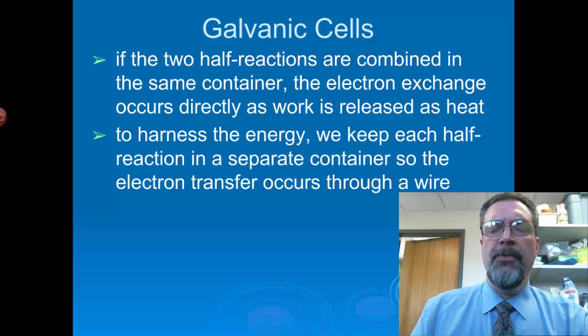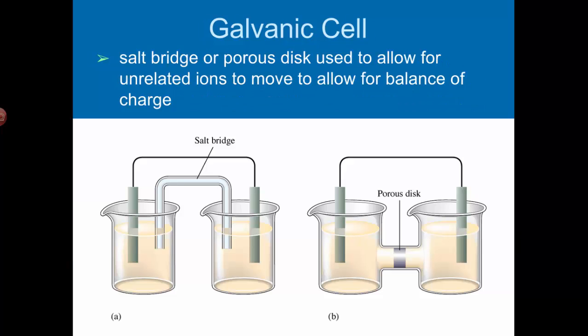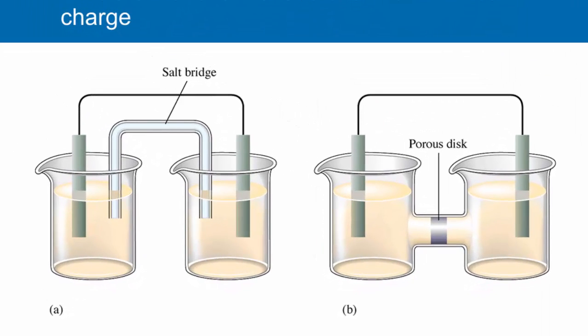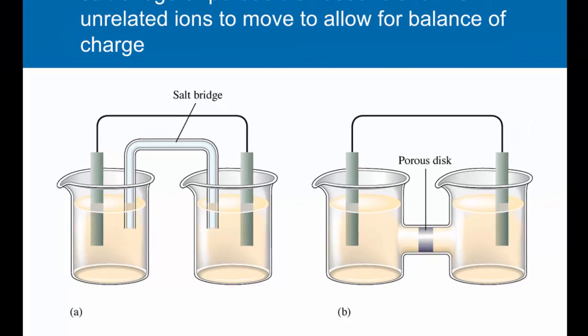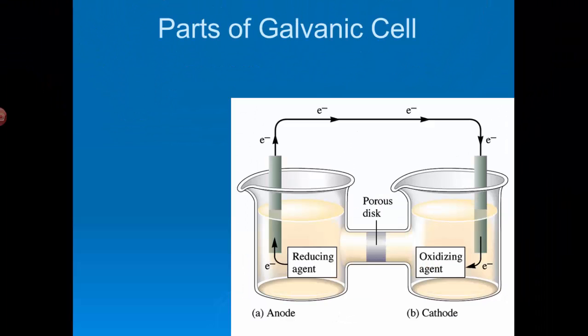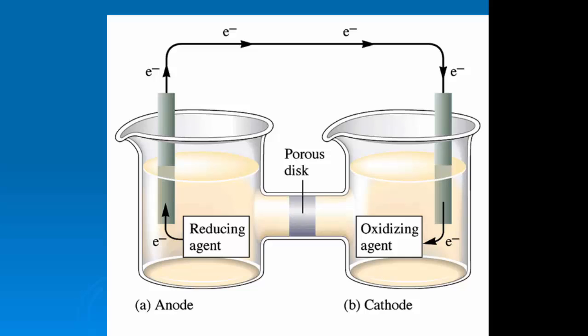Okay, so to use the energy that's released, we keep the half reactions separate, and the electron transfer will go through a wire. We use a salt bridge or a porous disc, something that will allow unrelated or counter ions or spectator ions to move back and forth to balance the charge. Okay, and when we connect it like that, now we have a way for electrons to flow. So this is a galvanic cell, and the e minus, of course, is electrons, and you'll notice that they are moving from essentially the left container to the right container through the wire.